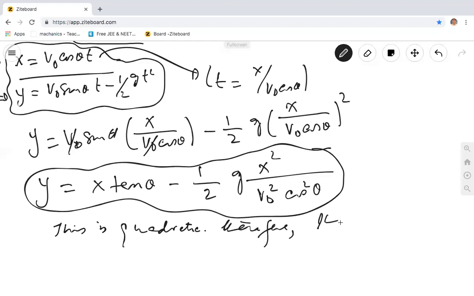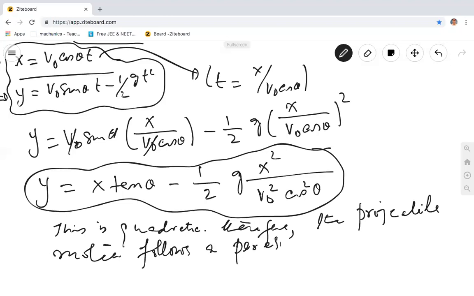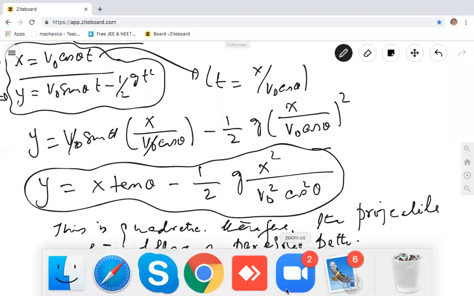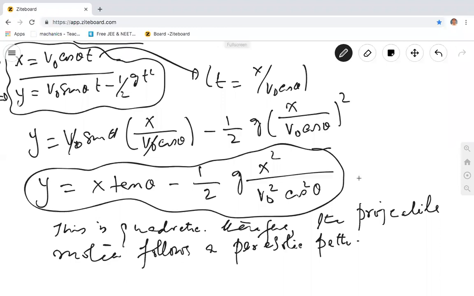Therefore, the projectile motion follows a parabolic path. A parabolic path. Is that right? You understand that? Yes, sir. Okay, I will put it the other way around also. Now see, this equation you need to remember.